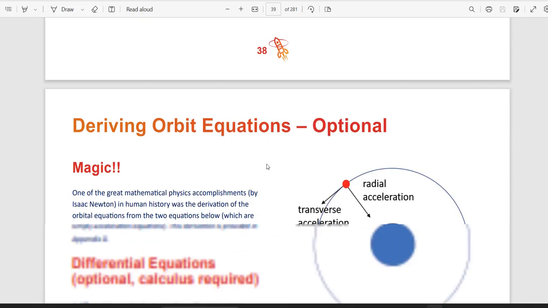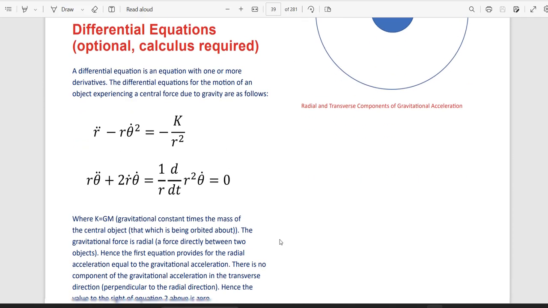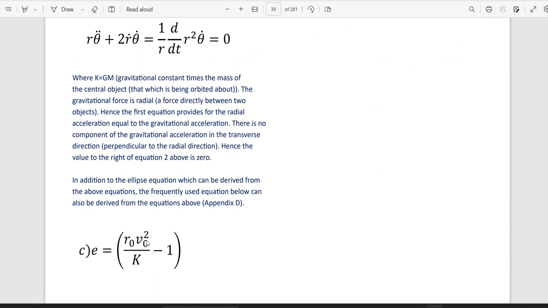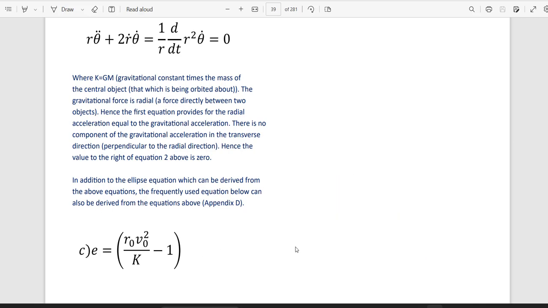So we can derive many of these equations from the differential equation of motion. This is the radial component. So this component of acceleration, and this is the equation for this direction of acceleration. Okay, so in the appendix, I provide the mathematics to derive the equations of motion from these two equations. And one equation that pops out of that is this incredibly important equation, which, if we know the position at burnout and the velocity at burnout, K is equal to G times M, two constants, right? Gravitational constant times the mass of the central object, we can get the eccentricity of the orbit.